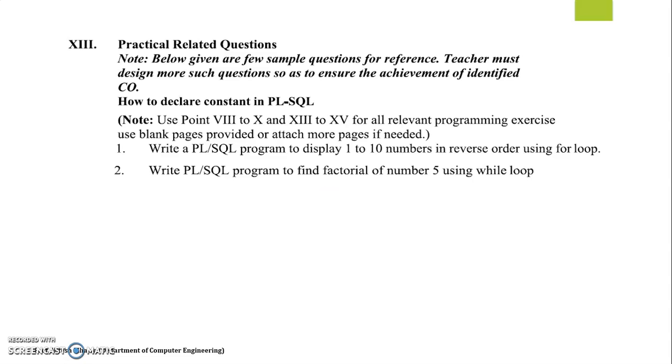So these are some practical related questions that you can perform. We have used the same examples, like displaying numbers 1 to 10 in reverse order. We have used 10 to 20. So you can just change the variable values. Then again, finding the factorial of the number 5 using a while loop, we have calculated using 6. So you can just change that value.